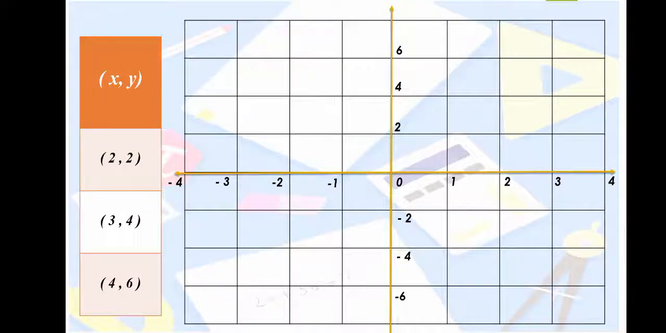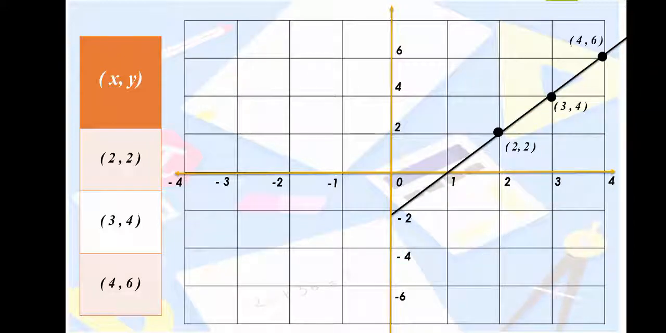Now we will plot the graph. The first point is (2, 2). 2 and 2 intersect at this point. Mention the ordered pair (2, 2). 3 and 4 intersect at this point. Mention the ordered pair (3, 4). 4 and 6 intersect at this point. So mention the ordered pair (4, 6). And now join these points. So this is the graph of the equation.